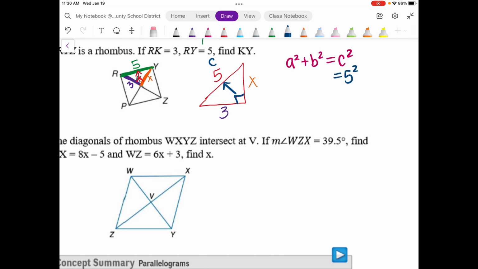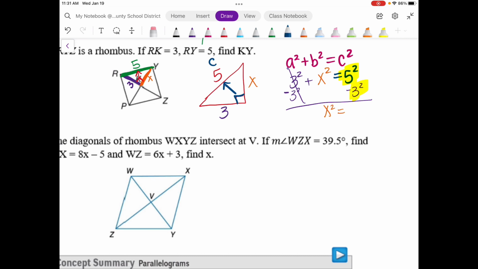So I have 5 squared. A and B don't really matter. So I'm going to call this one A, the 3, and then B is going to just be my missing side, which is X. So in order to do this, I'm going to start by subtracting 3 squared from both sides. Now, one of the biggest mistakes we see in this type of problem is that students will want to subtract 5 minus 3. And that's not the case.